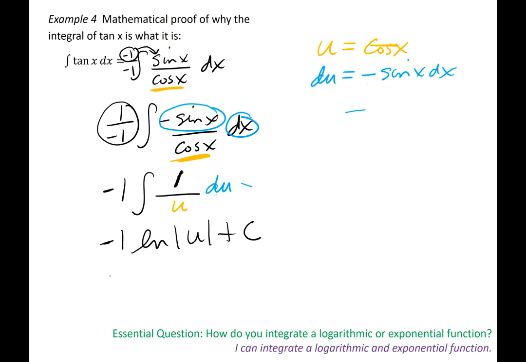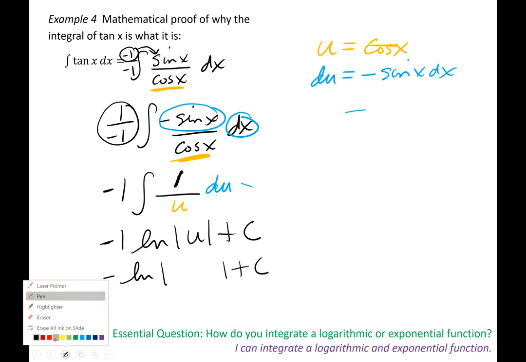And then I'm going to substitute my u back in. I don't really need the 1. So negative natural log, absolute value of, and we're going to plug back in the cosine x. And you'll notice that what we wrote down the other day was exactly that.